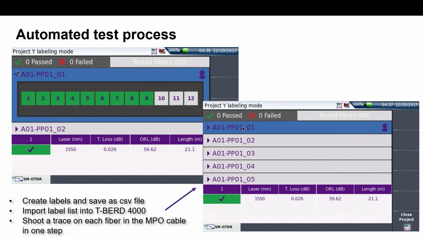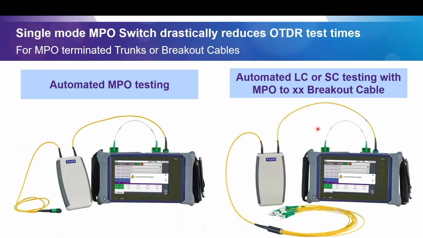Let me just skip ahead one slide. We can plug a breakout cable into the unit, and this is going to be LCs. So now you can test 12 LC connections with one button push. You push the button, it's going to test fiber 1, fiber 2, fiber 3, then fiber 4, and it's going to go right through all 12 fibers by using this.